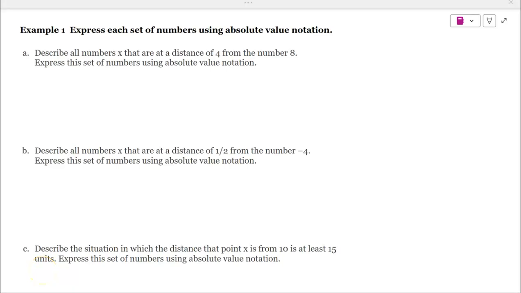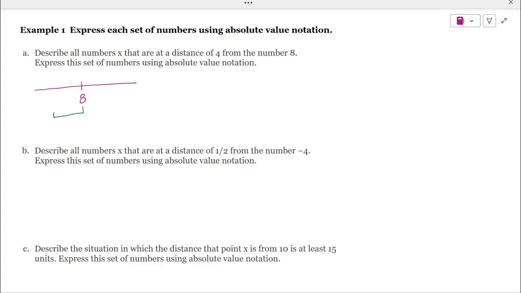Express each set of numbers using absolute value notation. Example A. Describe all numbers x that are at a distance of 4 from the number 8. Let's draw a picture of this on a number line. We want to use 8 as the center, and we want numbers that are 4 units away from 8.